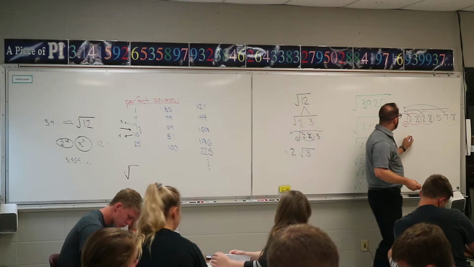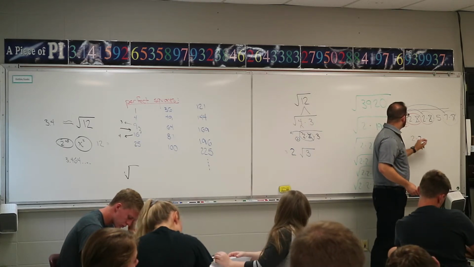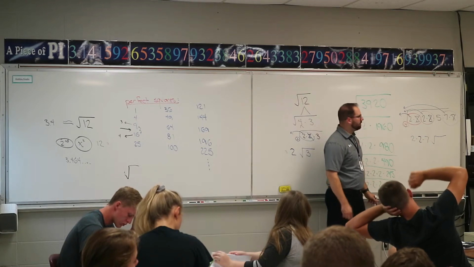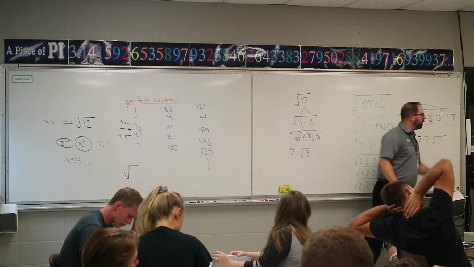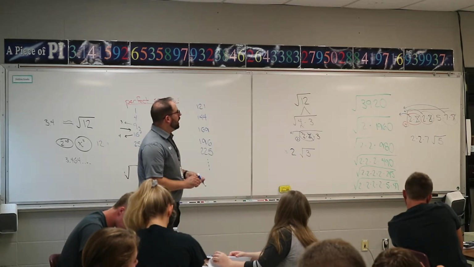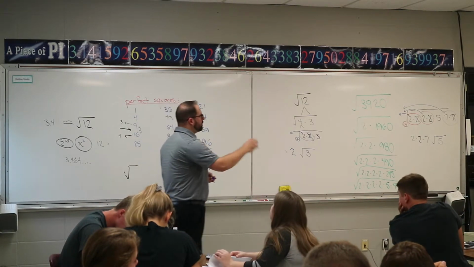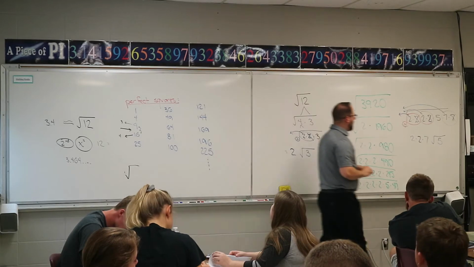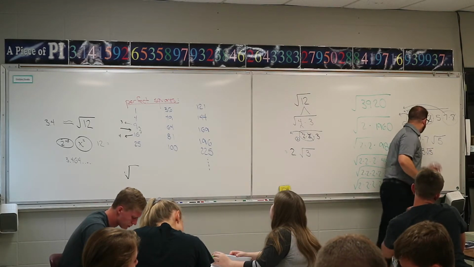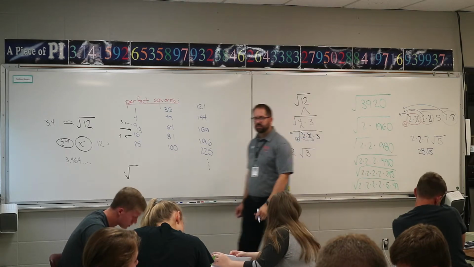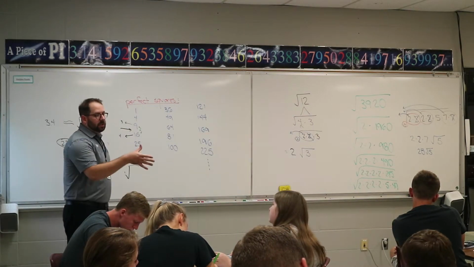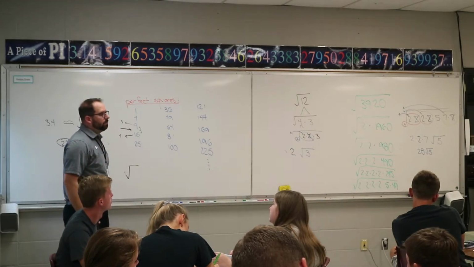So outside my radical, I have a 2, 2, and a 7. What's left inside? A 5. The 5 had no pair, it's stuck. And what you do is you just multiply the 2 times 2 times 7, which is 28. So this is your simplest form. It's 28 root 5. That's my easiest way of explaining it to you, the best way I can do it.